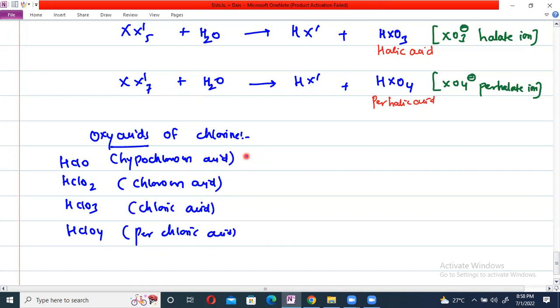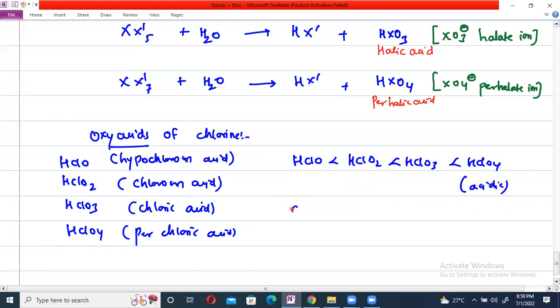In every exam, this question will be there. Among the following, which is more acidic in nature? If you want to see the acidic nature among all, HClO4 is more acidic in nature than all. So HClO, HClO2, HClO3, HClO4. So HClO4 is more acidic in nature.